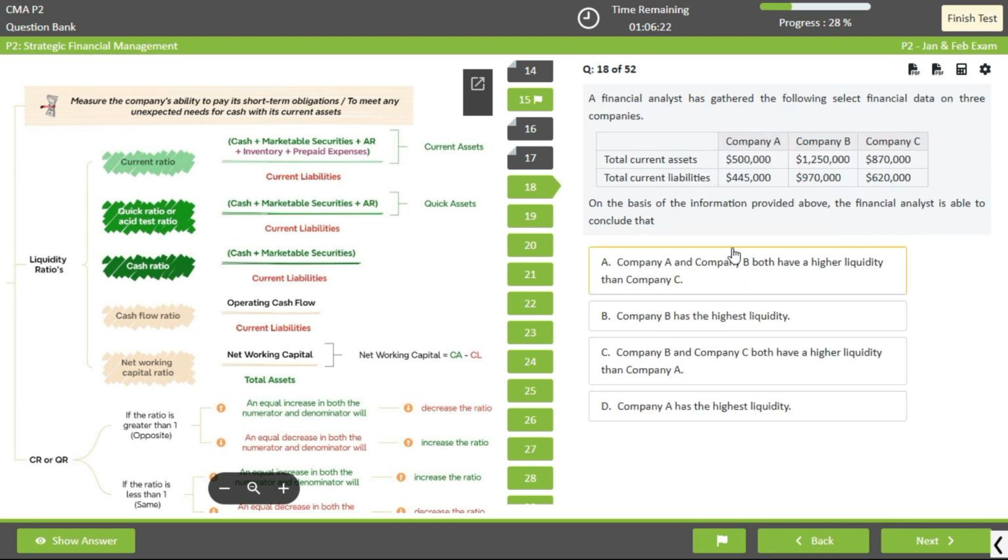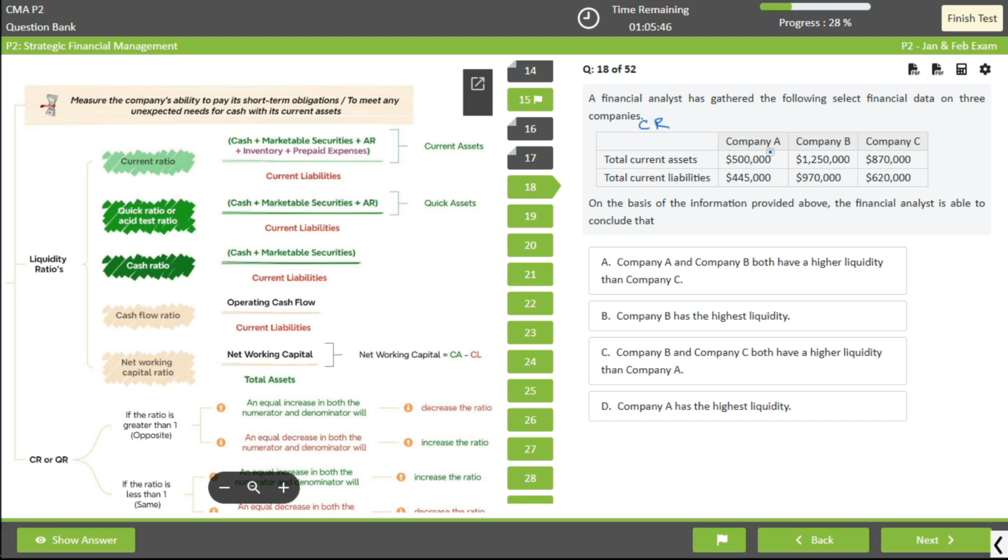Next, here we have: a financial analyst has gathered the following selected financial data on three companies: Company A, Company B, and Company C. We have total current assets and total current liabilities. On the basis of the information provided above, the financial analyst is able to conclude that. For this, with current assets and current liabilities, we can calculate the current ratio. So let us calculate the current ratio for each company.